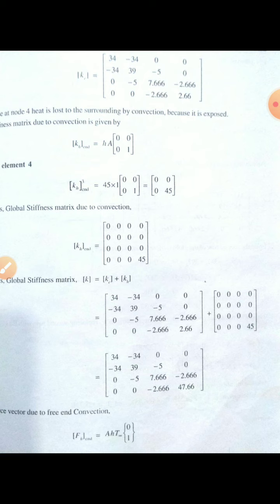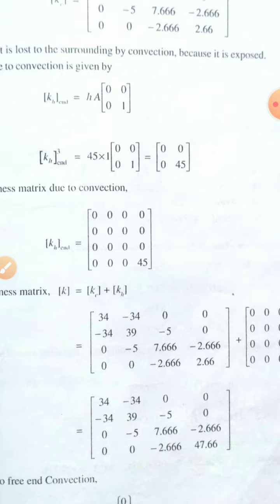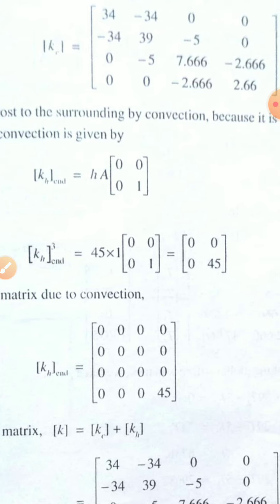because it is exposed. The stiffness matrix due to convection is given by Kh, where h indicates the convection matrix. Kh at the end, conduction to the surrounding, is hA into 0 0 0 1, which is the standard formula for the convection matrix. Just substitute the values: Kh end is equal to h, the heat transfer coefficient, h is given as 45, and the cross sectional area is unique, times the matrix 0 0 0 1. Simplified, you get 0 0 0 45.